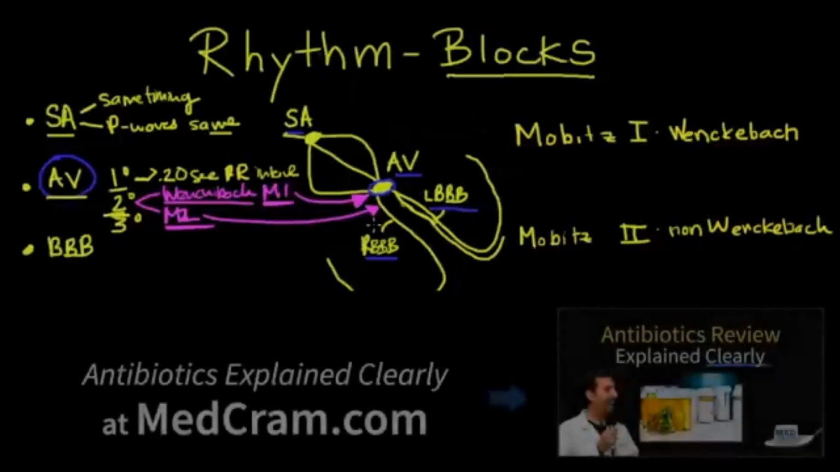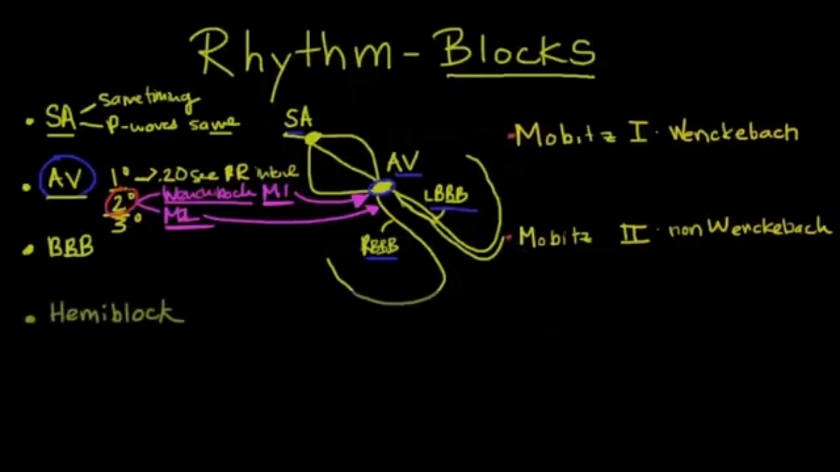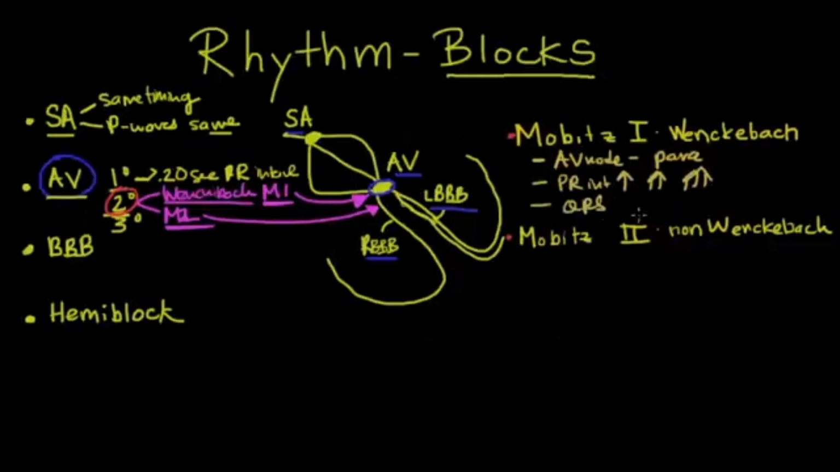Okay, let's quickly review before we go on to the third degree AV block. So we're looking at second degree AV block, and here are the 2 types. Specifically, we've got Mobitz type 1 or Wenckebach block. Remember, it's at the AV node. There is parasympathetic involvement. You're going to have PR intervals that get longer and longer and longer. And your QRS is going to be normal. Typically, these can be treated without pacemakers.